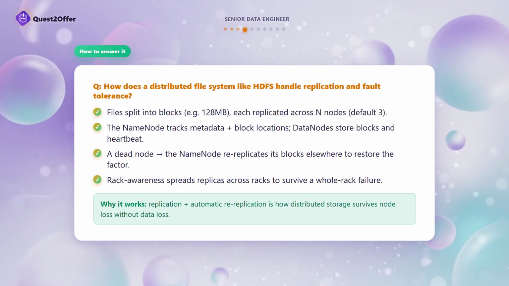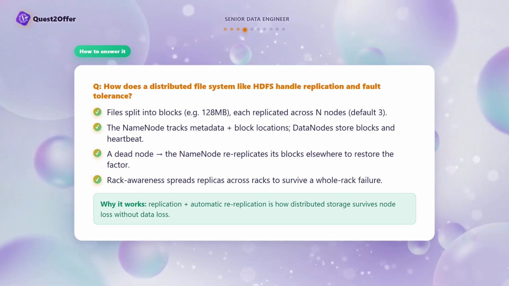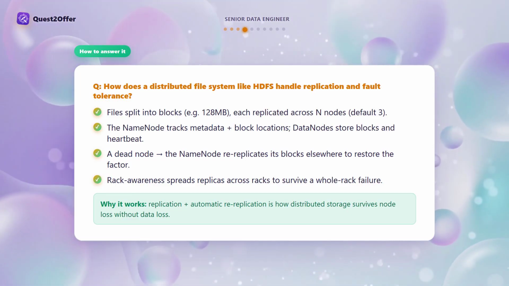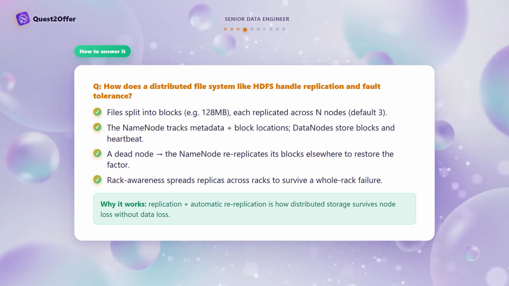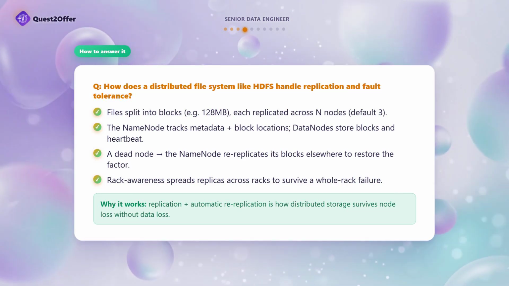The data nodes store blocks and send heartbeats. When a node dies, the name node re-replicates its blocks elsewhere to restore the replication factor. And rack awareness spreads replicas across racks, so you survive losing a whole rack.